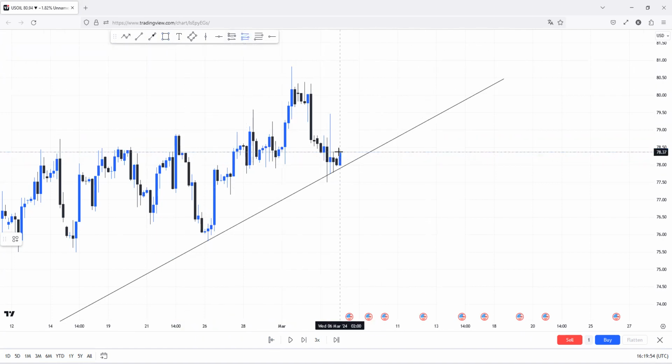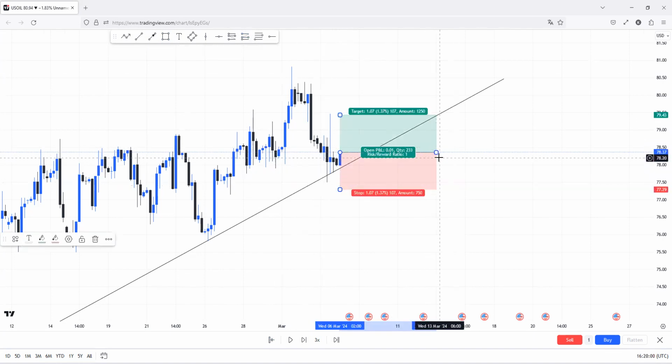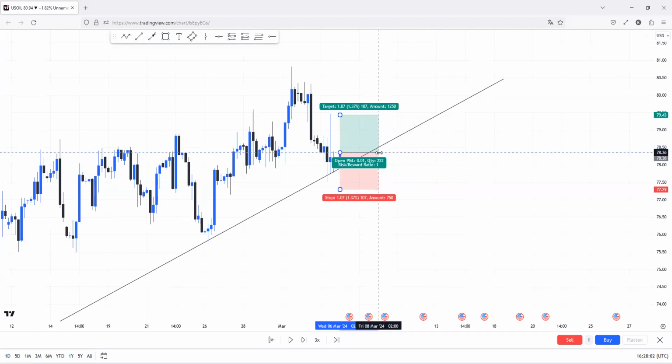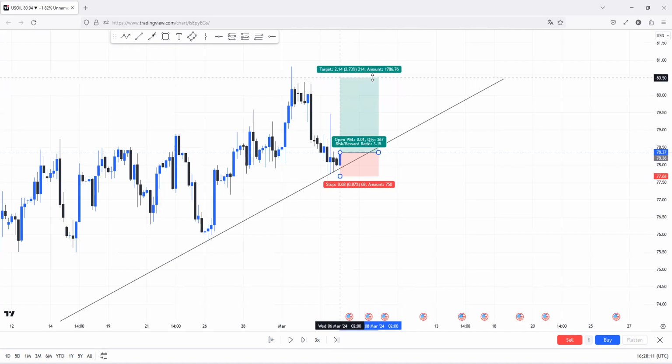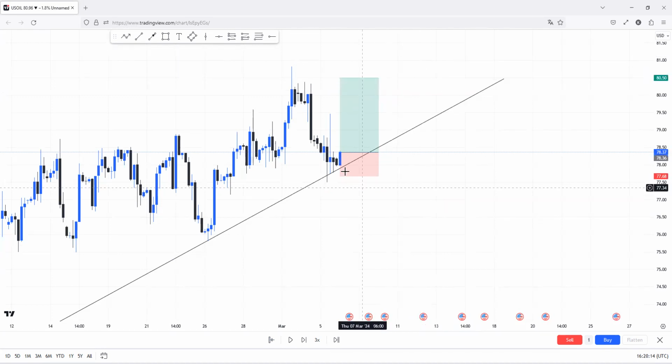Then what we're going to do next is to enter. Never take a position before the candle closes. You always have to wait for the candle to close before you take the position. So we finally enter the position here, putting our stop loss below and our take profit above. The take profit is at the next high, the previous high.